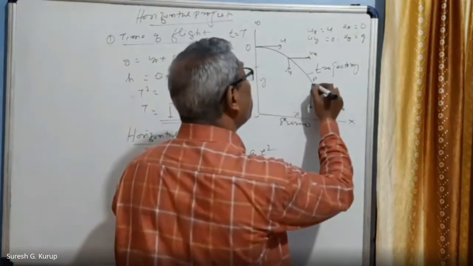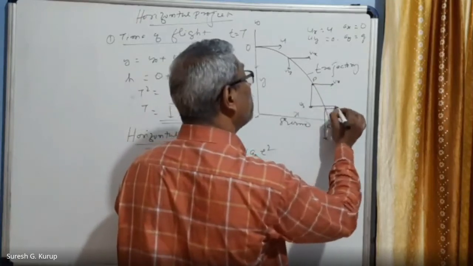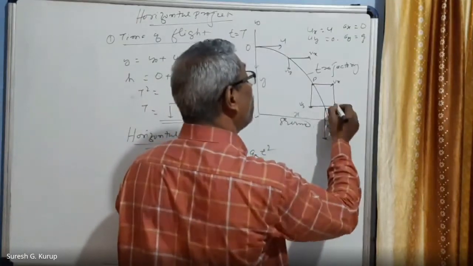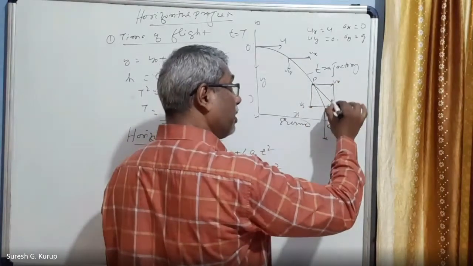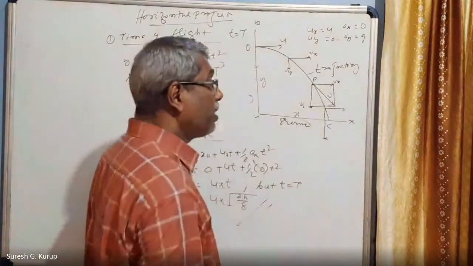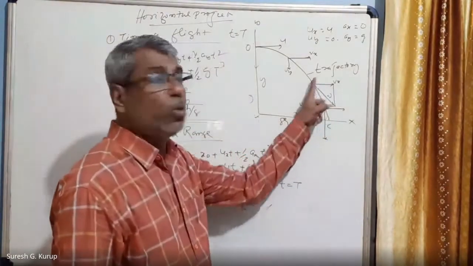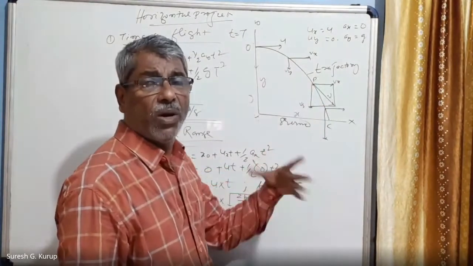So at any instant, this is Vx and this is Vy. What is the total velocity? The total velocity is what is called V. That means V has two components. One is Vx, and at any instant the velocity has two components. Then what is the resultant velocity of this Vx and Vy?